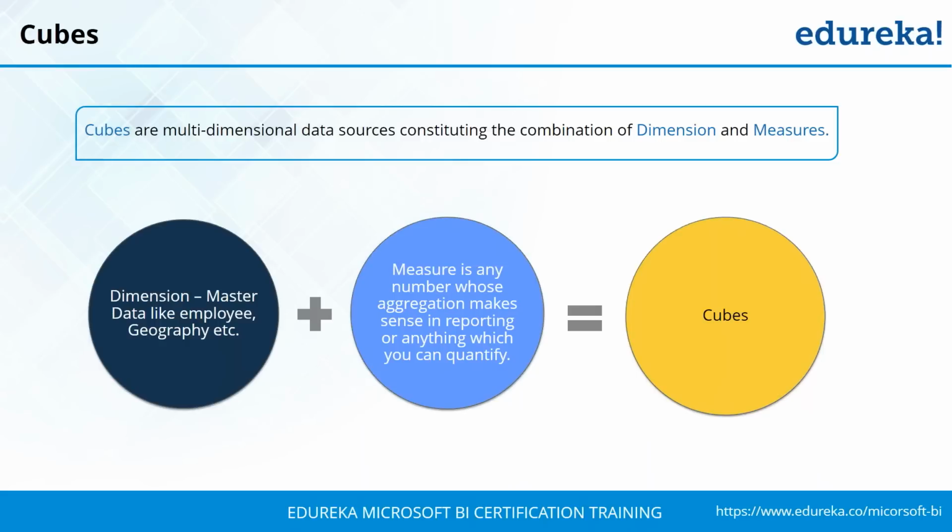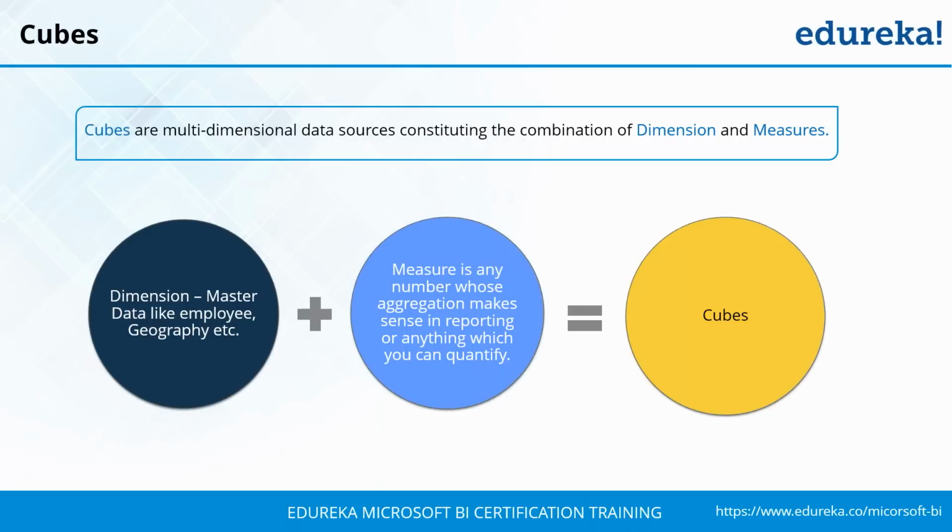Measures will have the aggregations. What do I mean by aggregations? They will only have quantifiable components. So for example, your sales amount. For example, your loan amount. All these things will be there in your measures, which you can quantify.